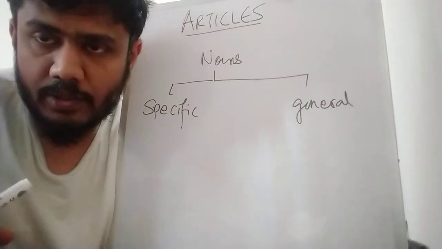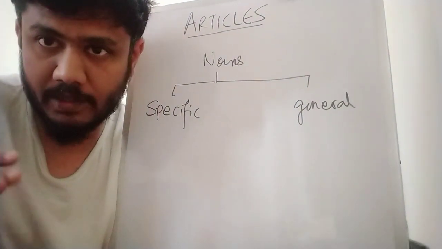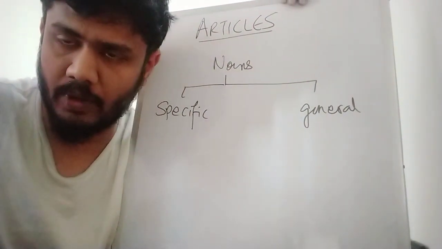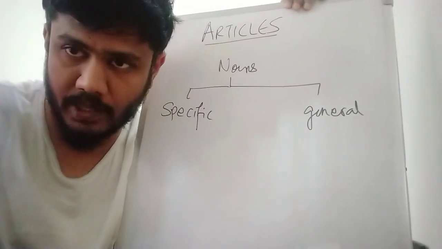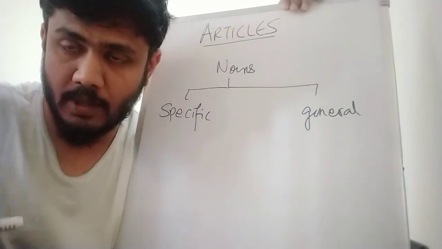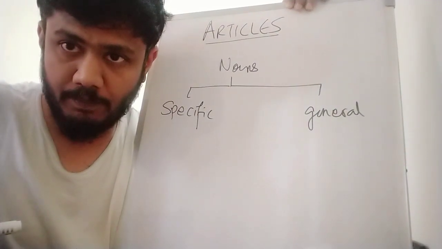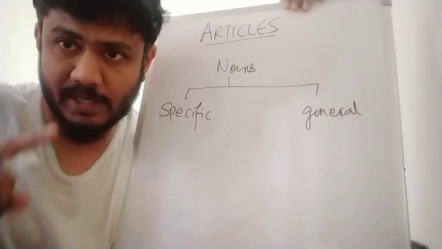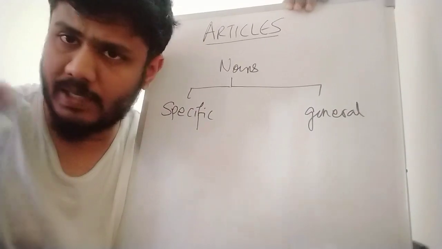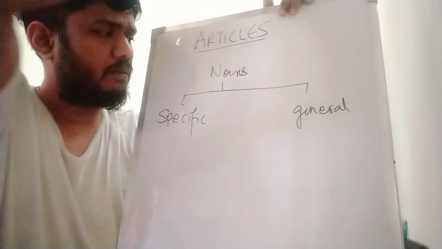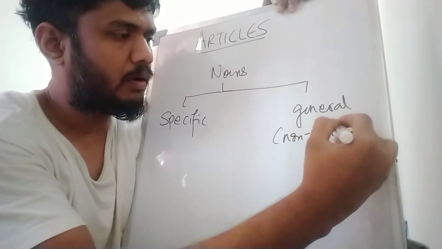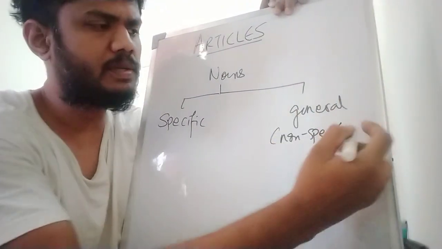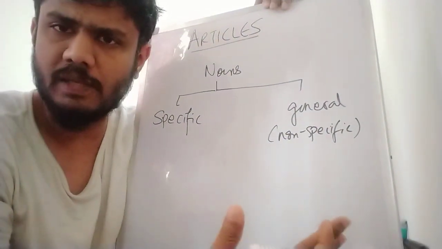So the first question you need to ask before you use articles is, of course, you've got a noun, right? It's only when you have a noun that you'll need an article. Otherwise, you won't need an article. So you need to look at that noun and ask yourself, is this something specific? Or is it something non-specific, which means something general? Now, how do we identify what is specific or non-specific?